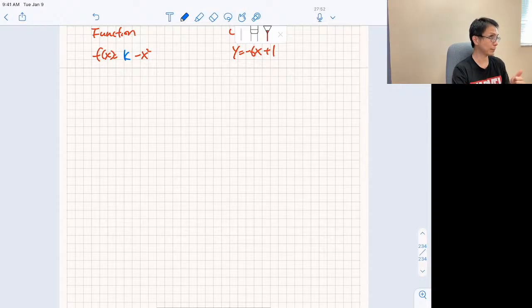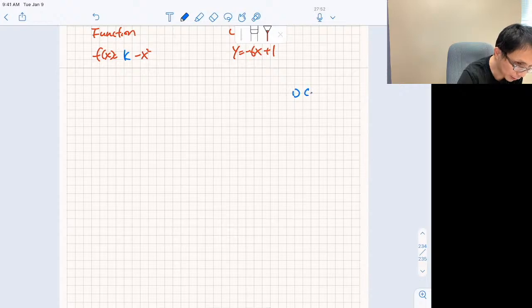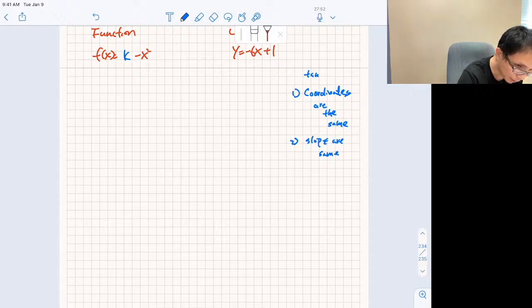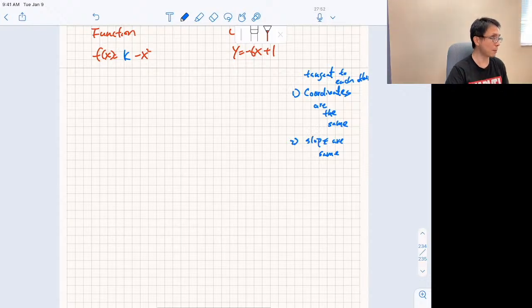Two things. First thing is the coordinates are the same. If we are tangent, that means input and output are going to be the same. Second thing, slopes are the same. If we're tangent to each other. And I want you guys to come up with it.